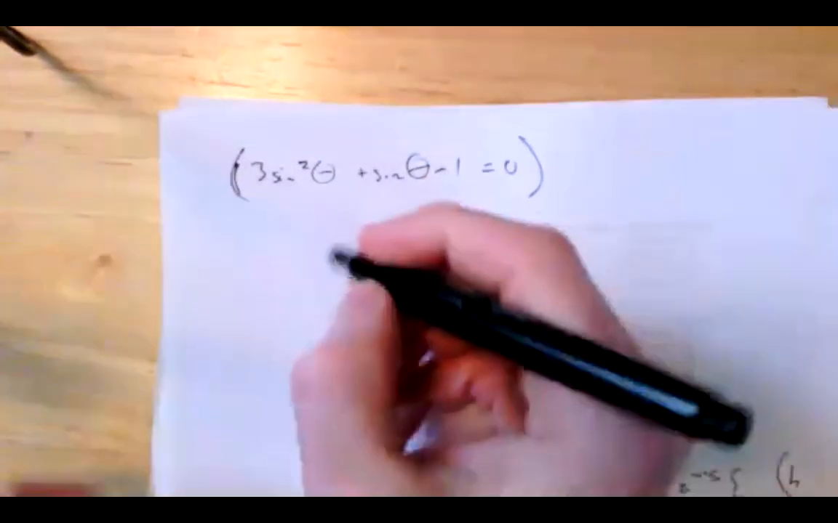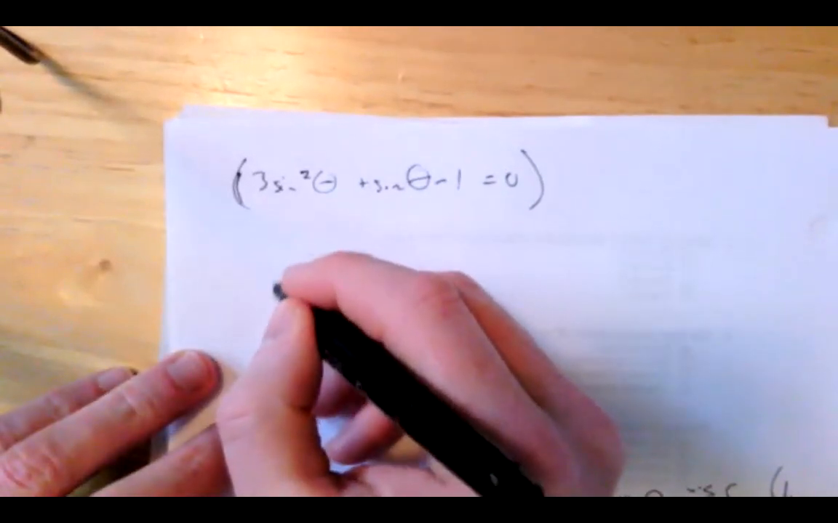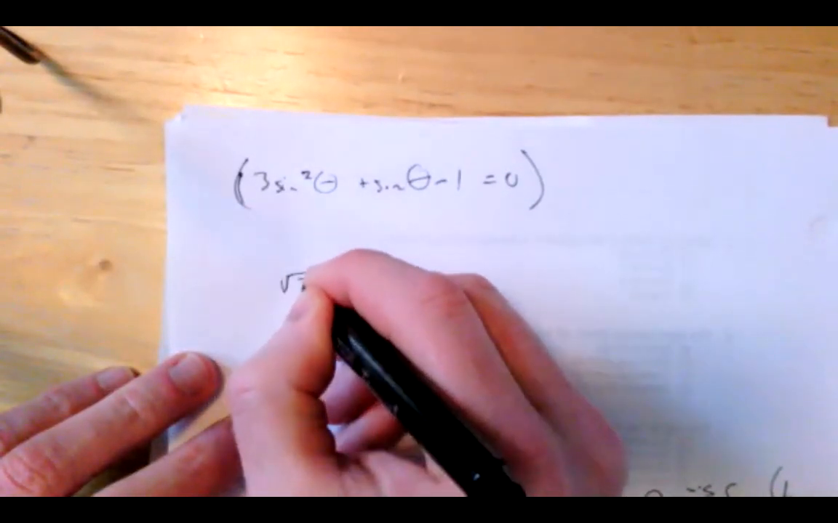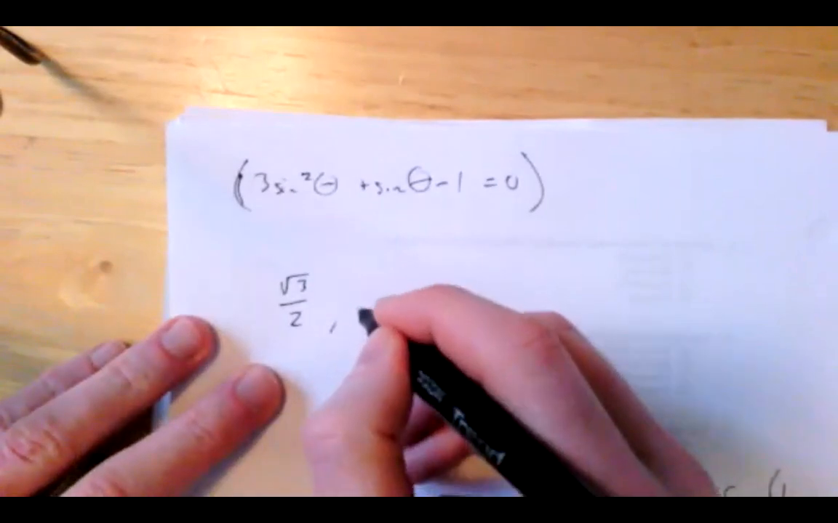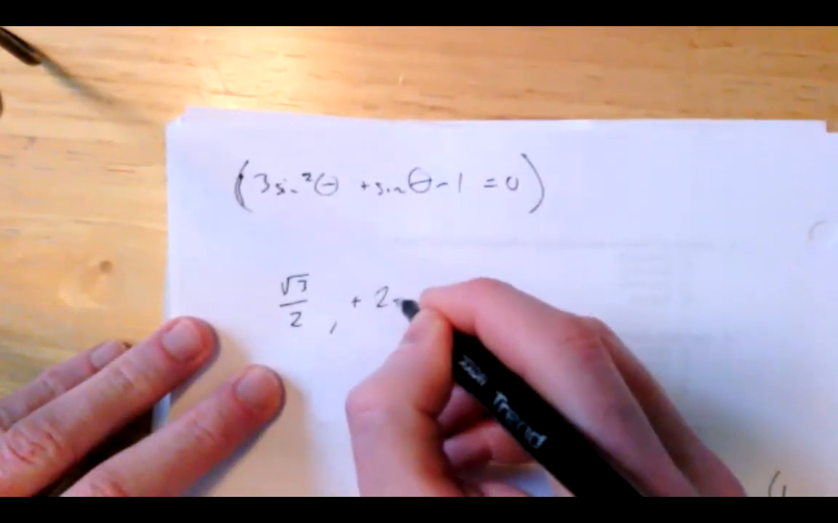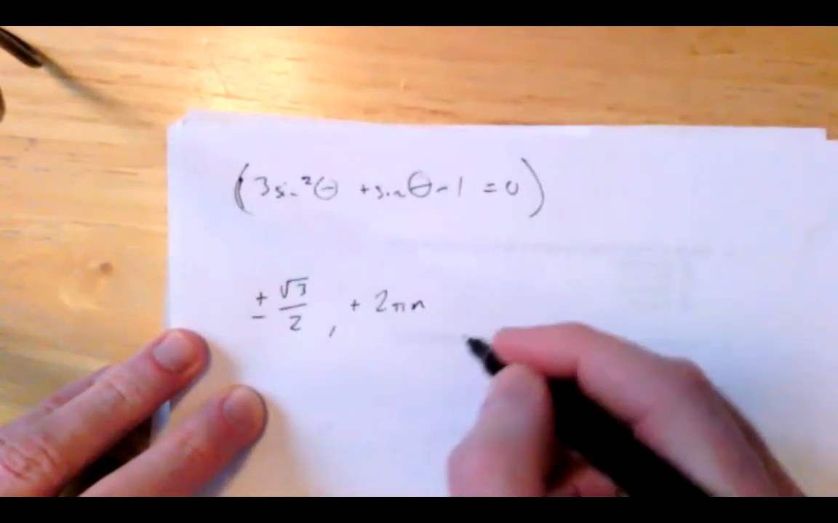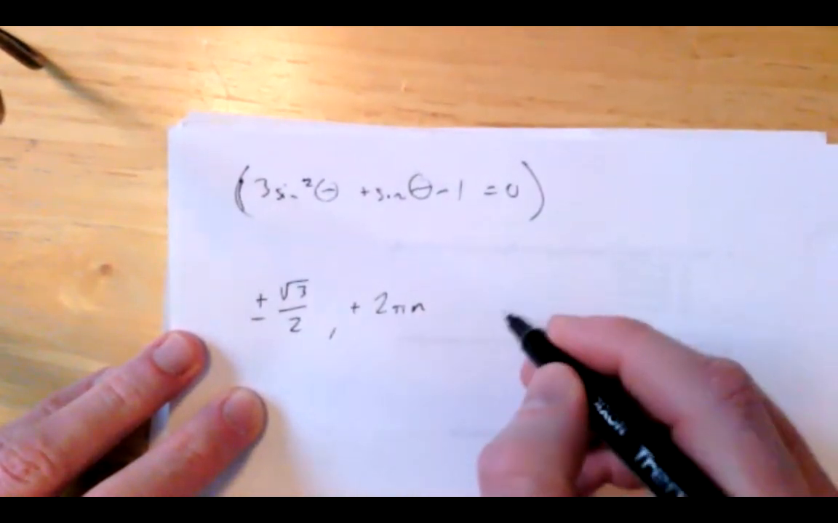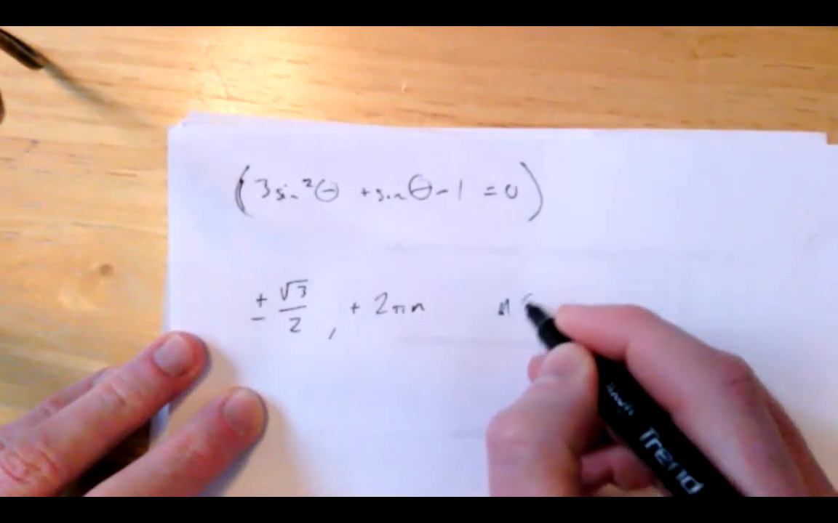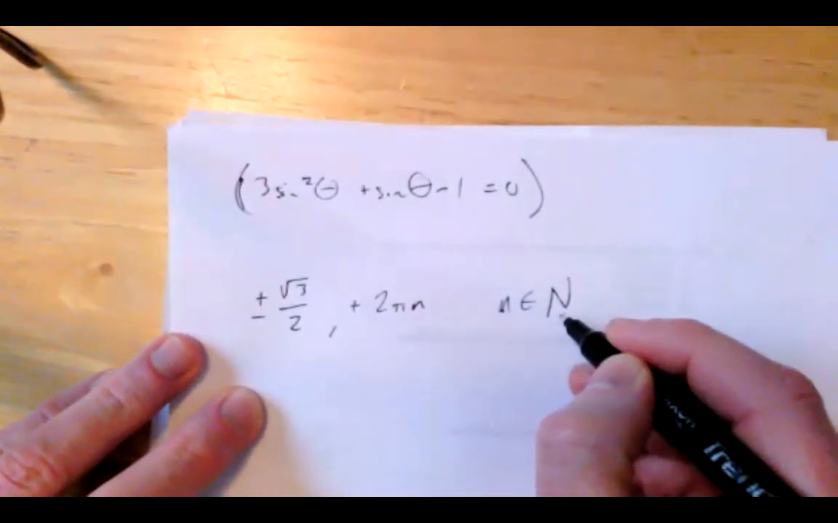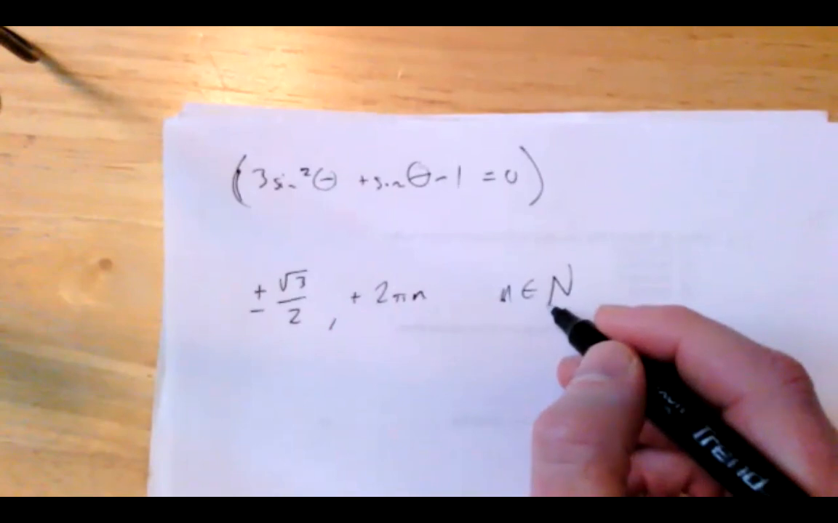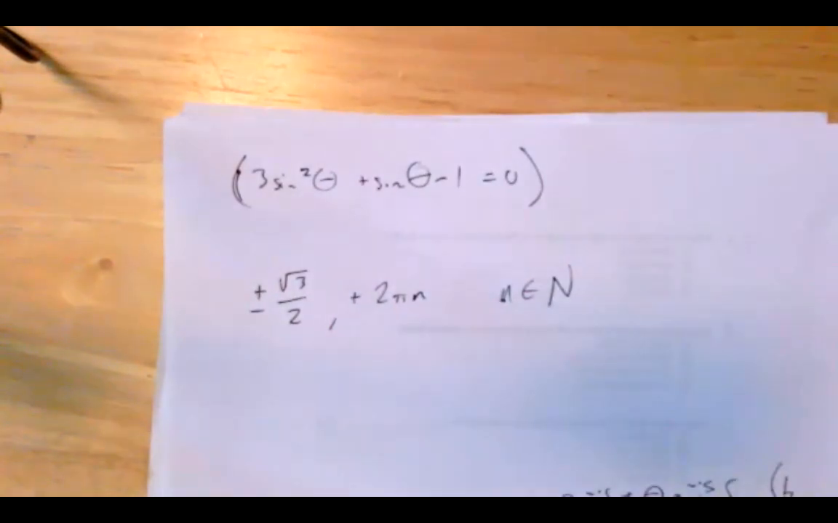That's why I was saying, someplace in the textbook, it'll be like root 3 over 2 plus 2 pi, and it'll say plus or minus root 3 over 2 plus 2 pi n, and it leaves it like this, which implies that n is an element of natural numbers. Natural numbers are counting numbers, which is just positive 1, 2.